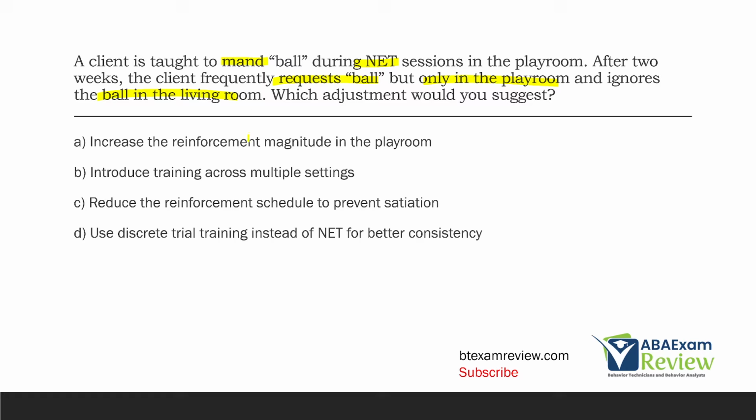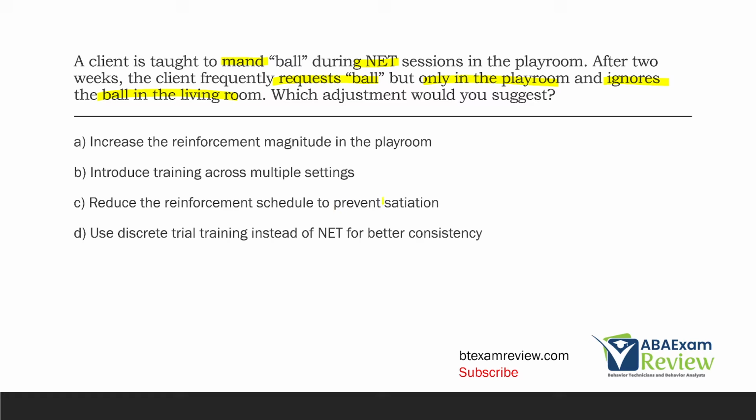A, increase the reinforcement magnitude in the playroom. Increasing magnitude in the playroom might do what? Well, it might strengthen it in the playroom. But our problem is they're ignoring the ball in the living room. B, introduce training across multiple settings. What are we trying to achieve here? Well, we need generalization. And if generalization isn't happening naturally or on its own, we need to start promoting it. And we can do that with training in these other settings.